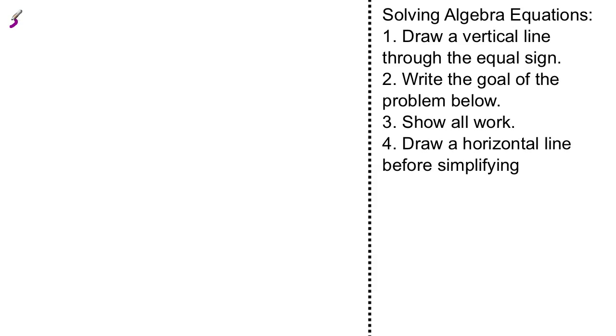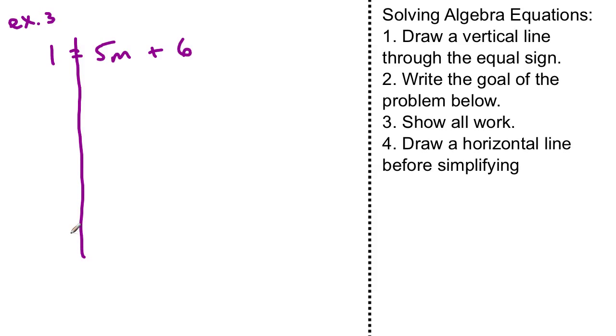Okay, so for example 3, we have 1 is equal to 5m plus 6. Now, first step, draw a vertical line through the equal sign. Second step, write out the goal. Notice we want to solve for m, so we're going to have that m is equal to a number. And again, m is on this right-hand side, so it makes sense to just keep m on the right-hand side at the end. And now we start simplifying and solving the problem.